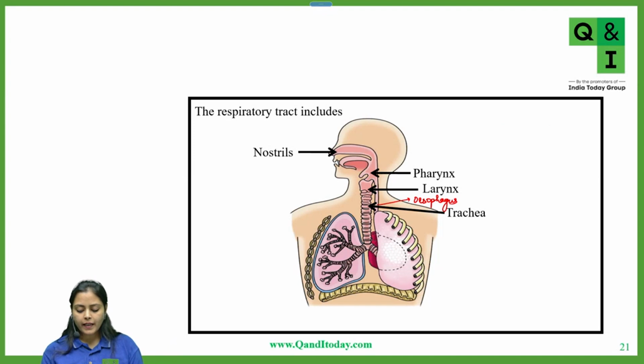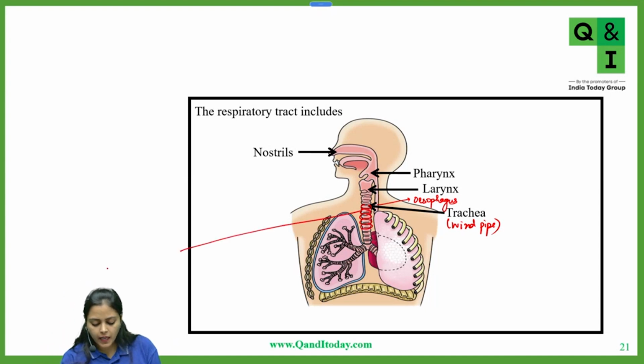Now below the larynx, you have the trachea. Trachea is the actual windpipe. Okay. And you can see some structures. You can see some C-shaped rings which are present on the trachea. Okay. These rings are called C-shaped cartilaginous rings.